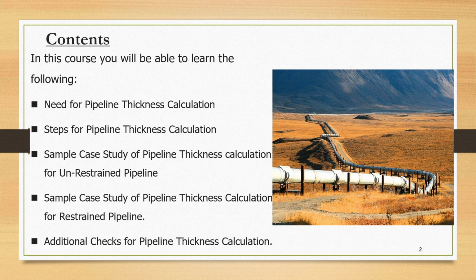pipelines. Towards the end, we will be learning some of the additional checks that are required for pipeline thickness calculation. So the names or methods of those calculations which will be required after the pressure design thickness is designed or calculated, and then the actual pipeline thickness is selected, and after that also certain additional checks need to be performed for pipeline thickness calculation.